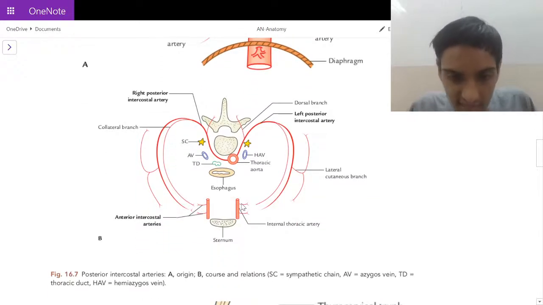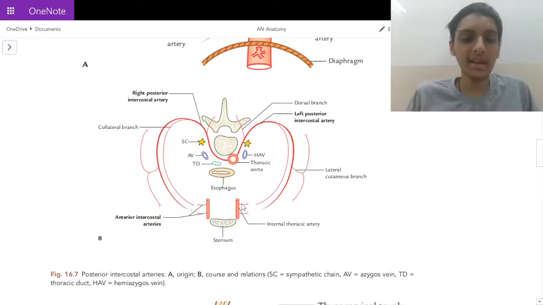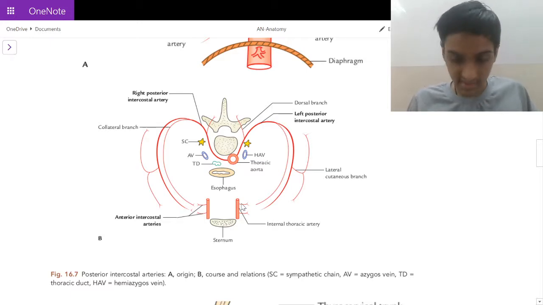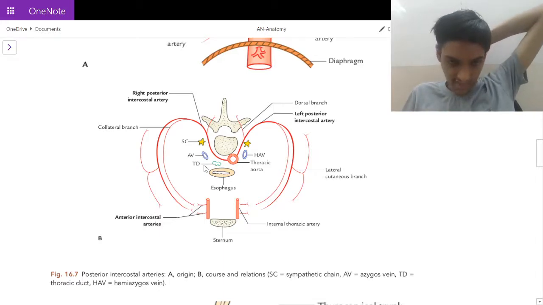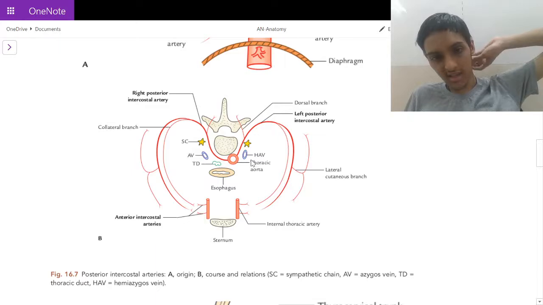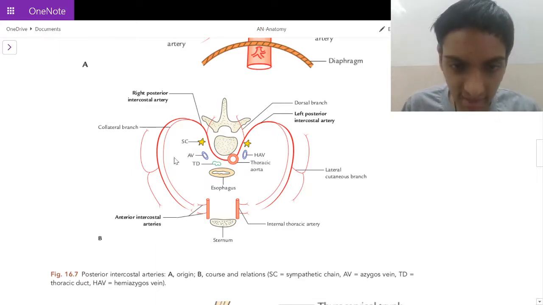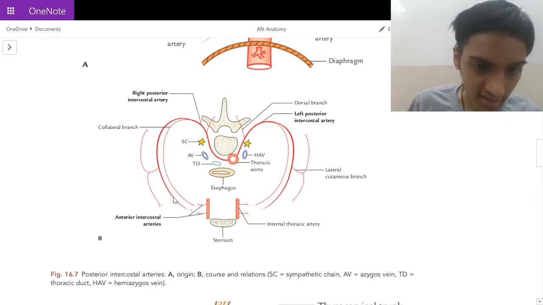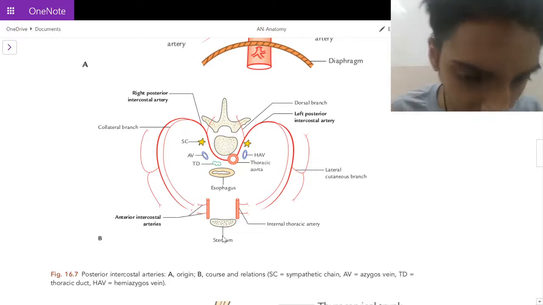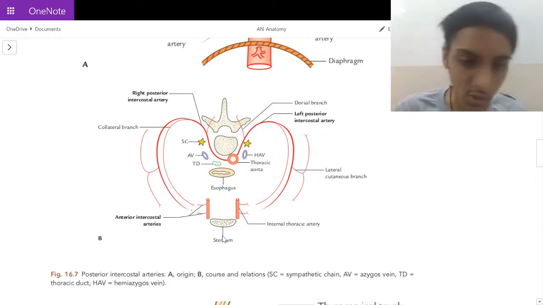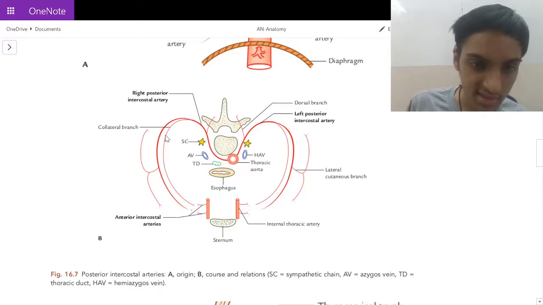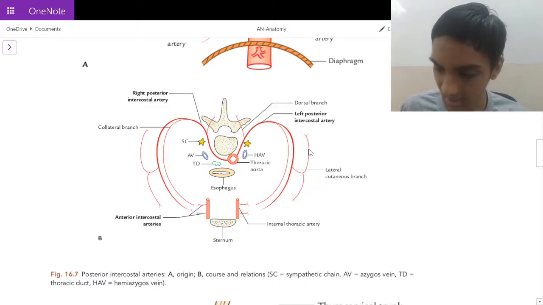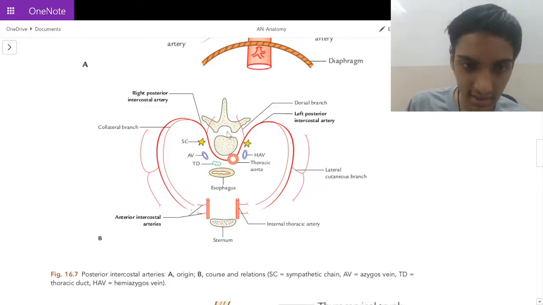And see here, these are the course and relations of the intercostal artery. Basically, this is the thoracic duct. This is the azygos and hemiazygos vein, sympathetic chain, and thoracic aorta giving the posterior intercostal artery, which anastomoses with the anterior one through the internal thoracic artery. This is the collateral branch and the lateral cutaneous branch, and here we can see the dorsal branches.